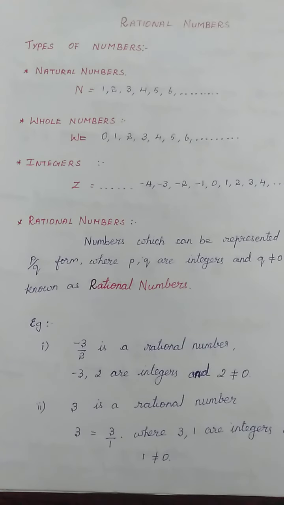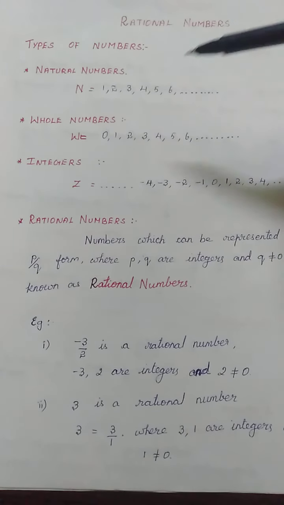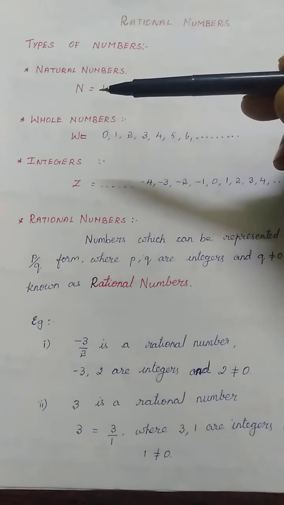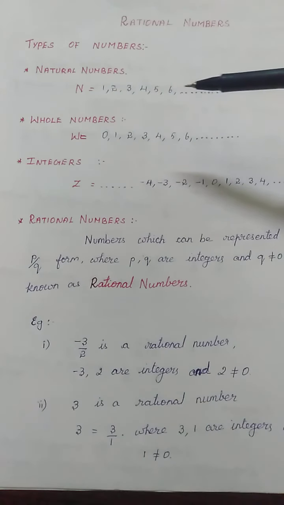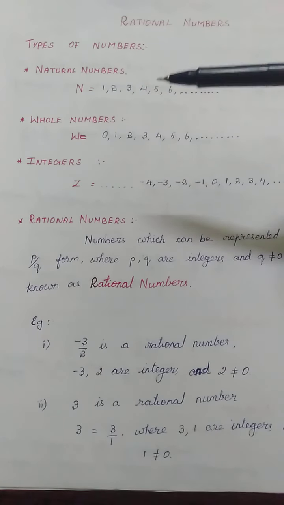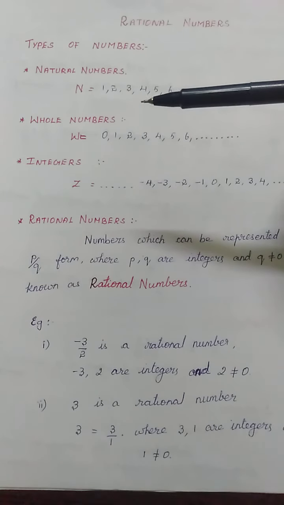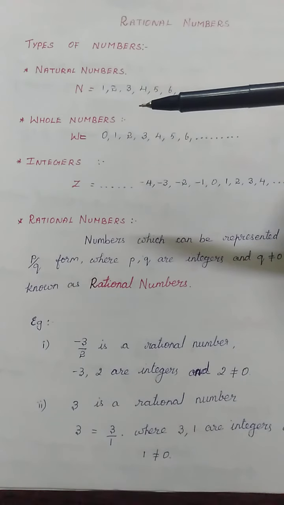In Raw Math, today we are going to discuss rational numbers. Before going to what is meant by rational numbers, let us see what is meant by natural numbers. Natural numbers are numbers which start from 1, 2, 3, 4, 5, 6, etc. When we ask you to count, generally you will count it as 1, 2, 3, 4, etc. That is why we call them natural numbers.